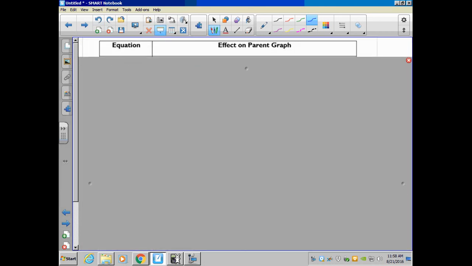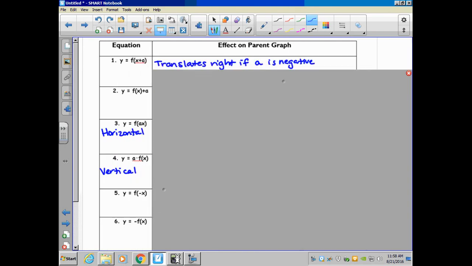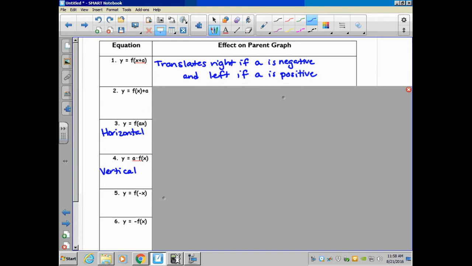Okay, so let's start off with the first transformation. Whenever you take inside the function and you're either going to add a number or subtract a number from it, that will translate it left and right. So let's just take a function here. I'm going to use function of x is equal to x minus 1. So just a simple function.